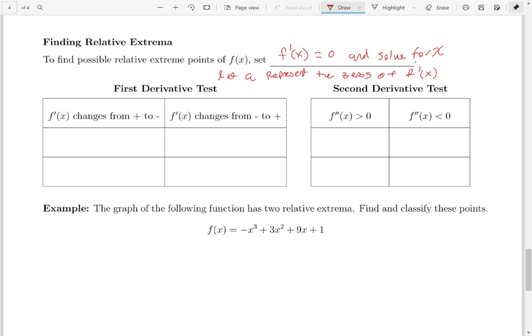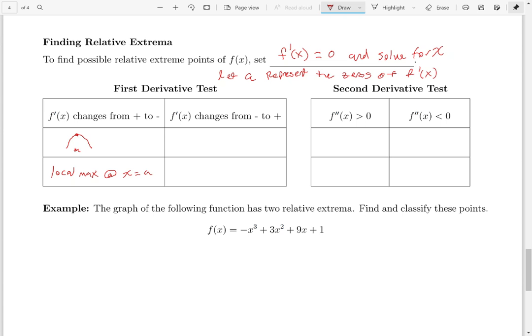Now, if we let A represent the zeros of f prime of x, then what I claim is that if you know that f prime of x is positive to the left of A and negative to the right of A, then you would actually get this image, where specifically that's the value where x is equal to A. And so if that's the value, then we know that there exists a local maximum, a local max, which is the same thing as a relative max, at x equal to A.